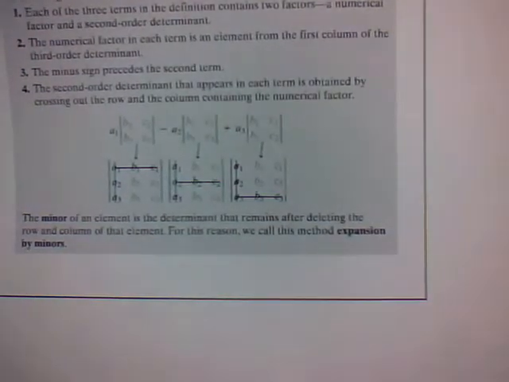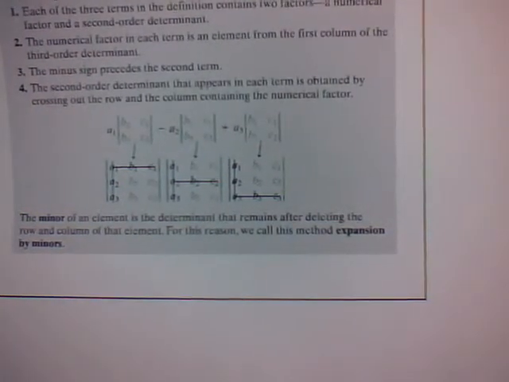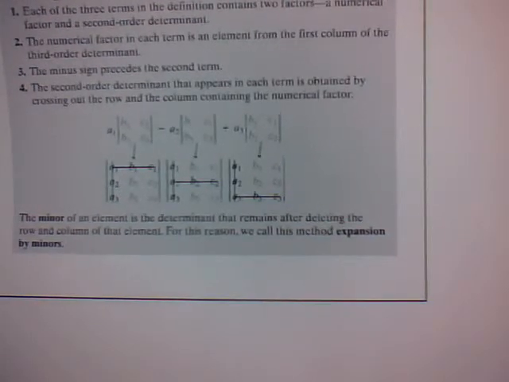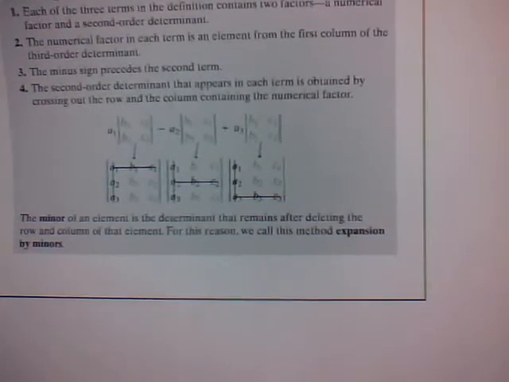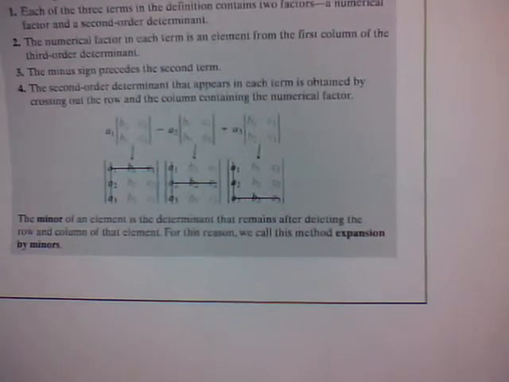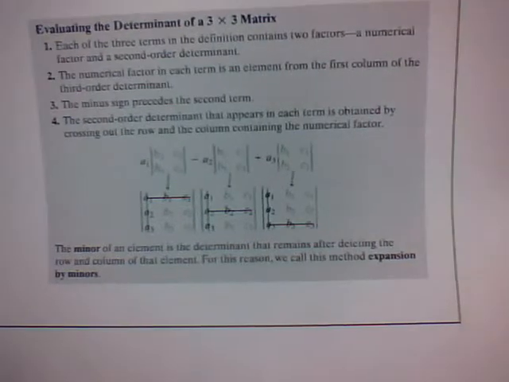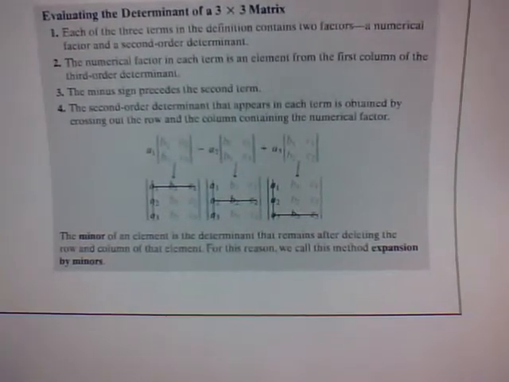The minor of an element is the determinant that remains after deleting the row and column of that element. For this reason, we call this method expansion by minors. Okay, that's what we're using, expansion by minors.